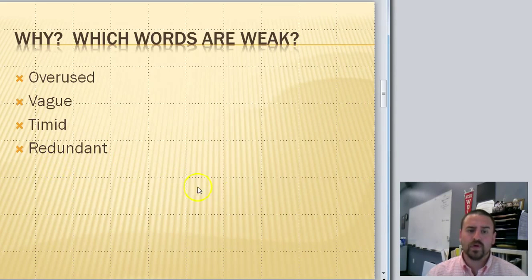Alright, so which words are weak? Well, it depends on the word and phrase. Some phrases and words are going to be weak because they've been overused. They're almost cliche. We'll get to those. You can also be vague, where you're not direct enough.